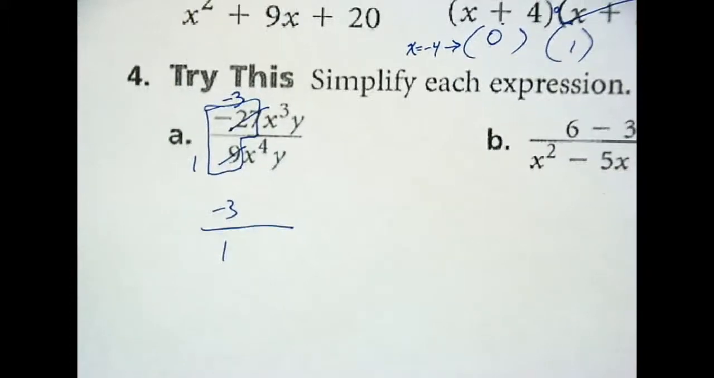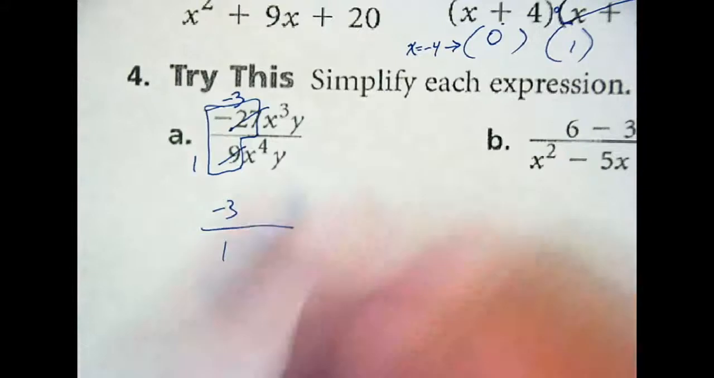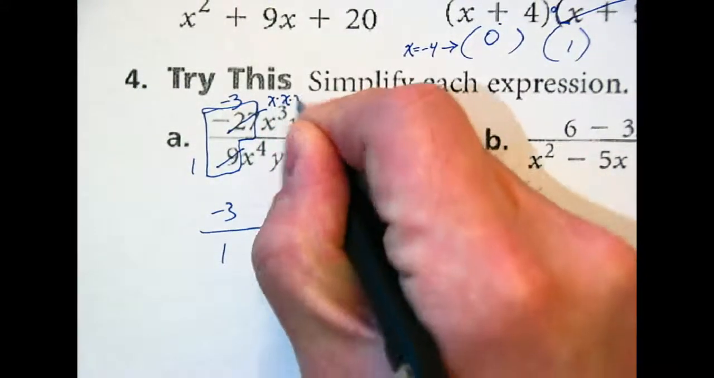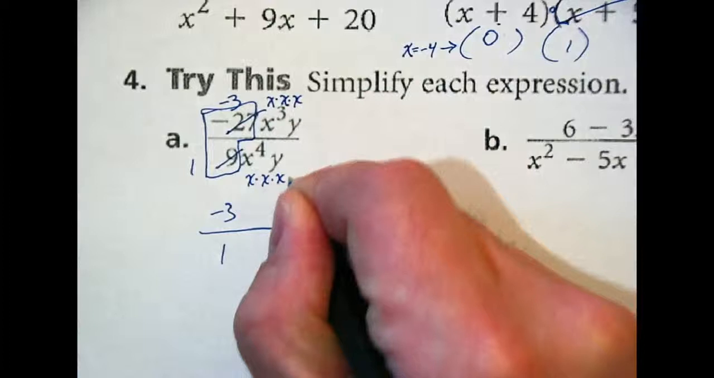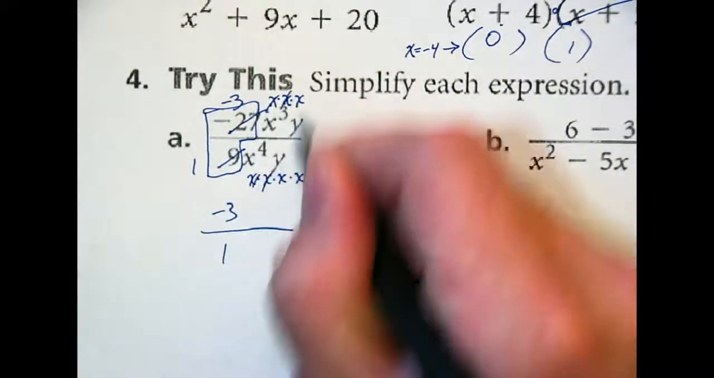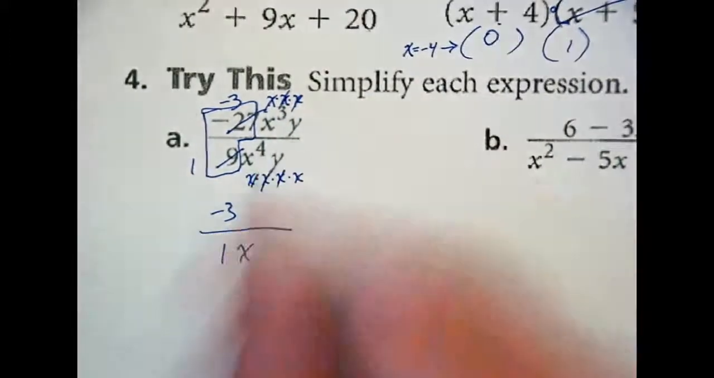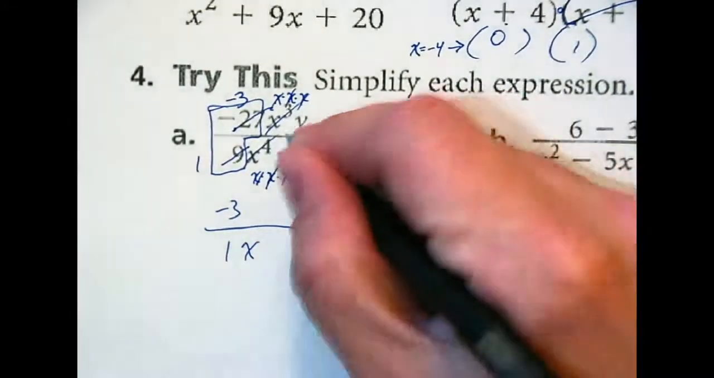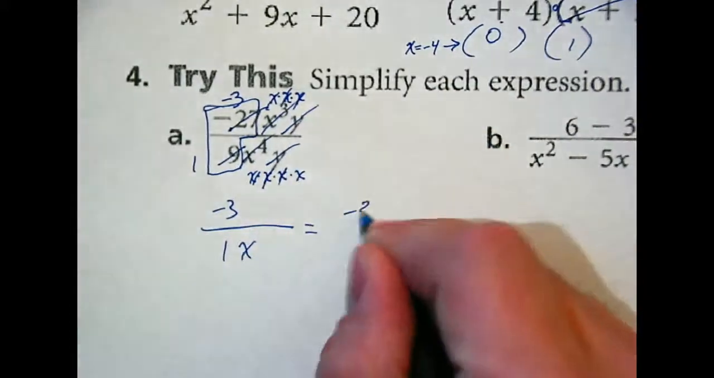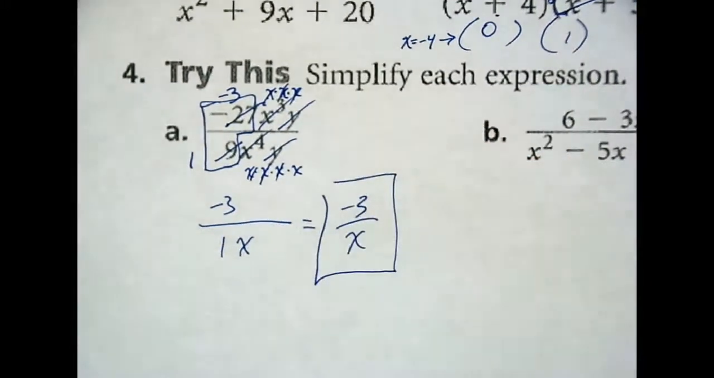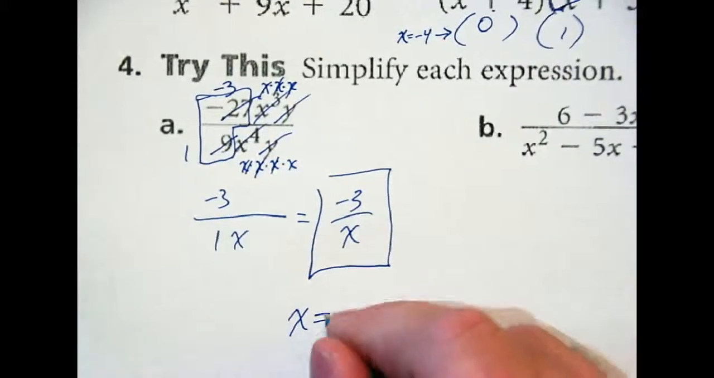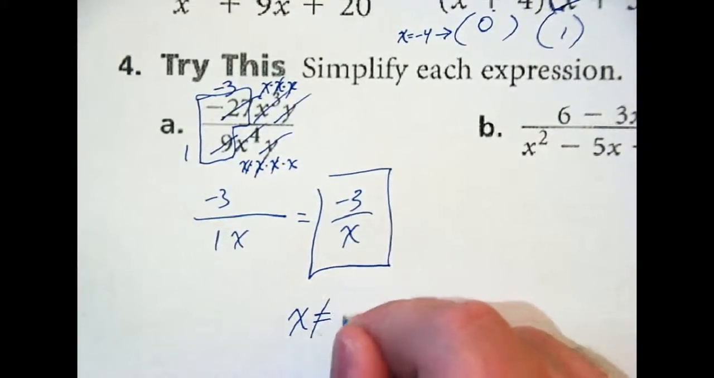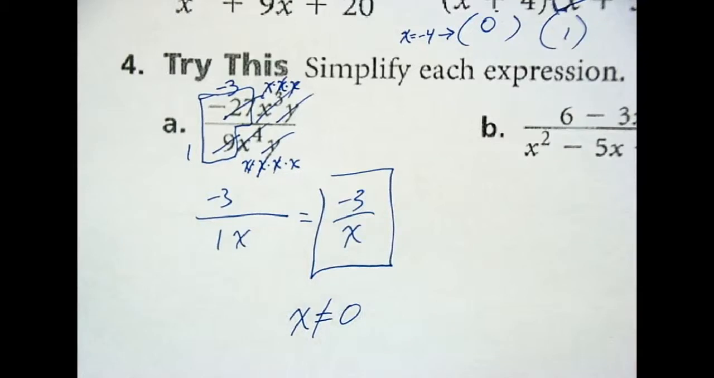Okay? Where do you have more x's? Top or bottom? Bottom. This means you have x times x times x. This is x times x times x times x. Okay? Each one cancels 1, so we're left with an x on the bottom. We have 1 more on bottom. Okay? Where do you have more y's? Both equal, so they cancel. My solution is negative 3 over x. How many got that part? Okay? What's the restriction? Tell your neighbor. What can x not equal? 0. X cannot equal 0. X cannot equal 0. All right.